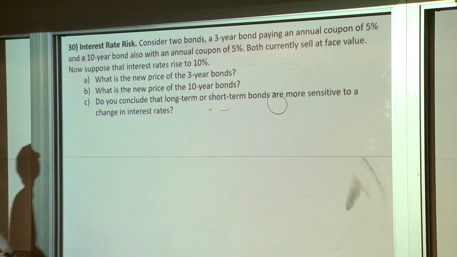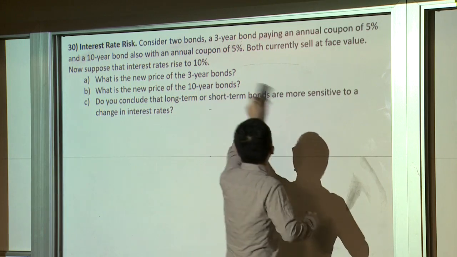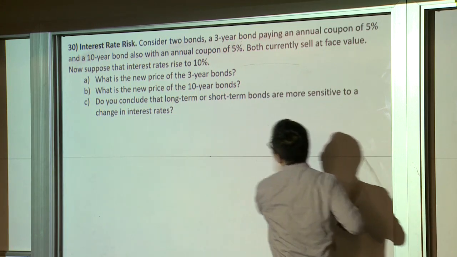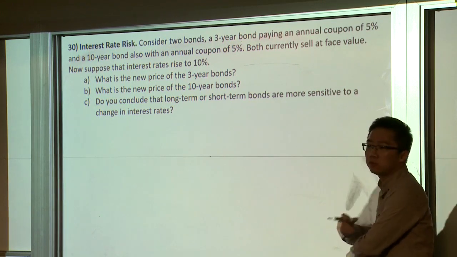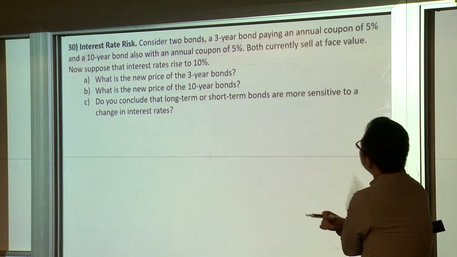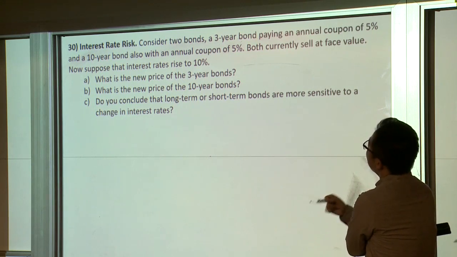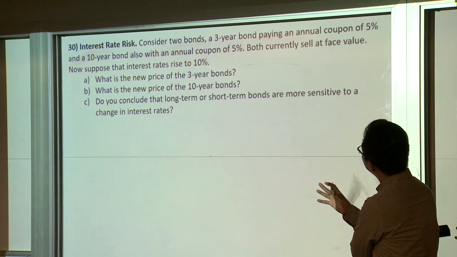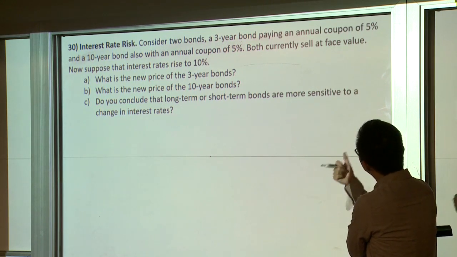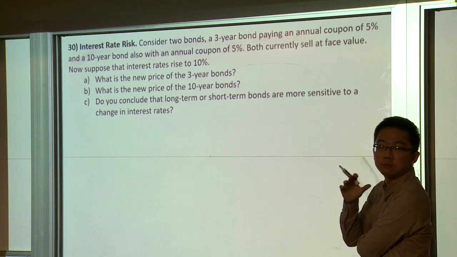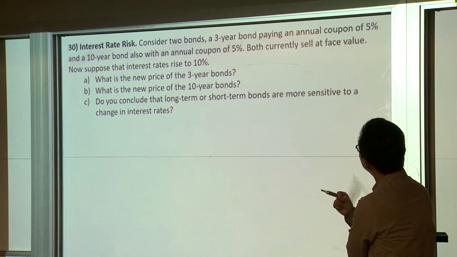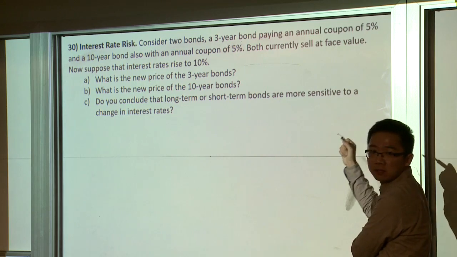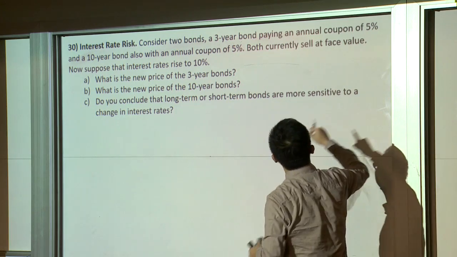Next one, 30. Now we consider interest rate risk. Consider we have two bonds: a 3-year bond paying an annual coupon of 5% and a 10-year bond also paying an annual coupon of 5%. Two bonds, exactly the same, a 5% coupon, but with different maturity. One is 3 years, the other is 10 years. And both currently sell at face value, so the prices are also the same.